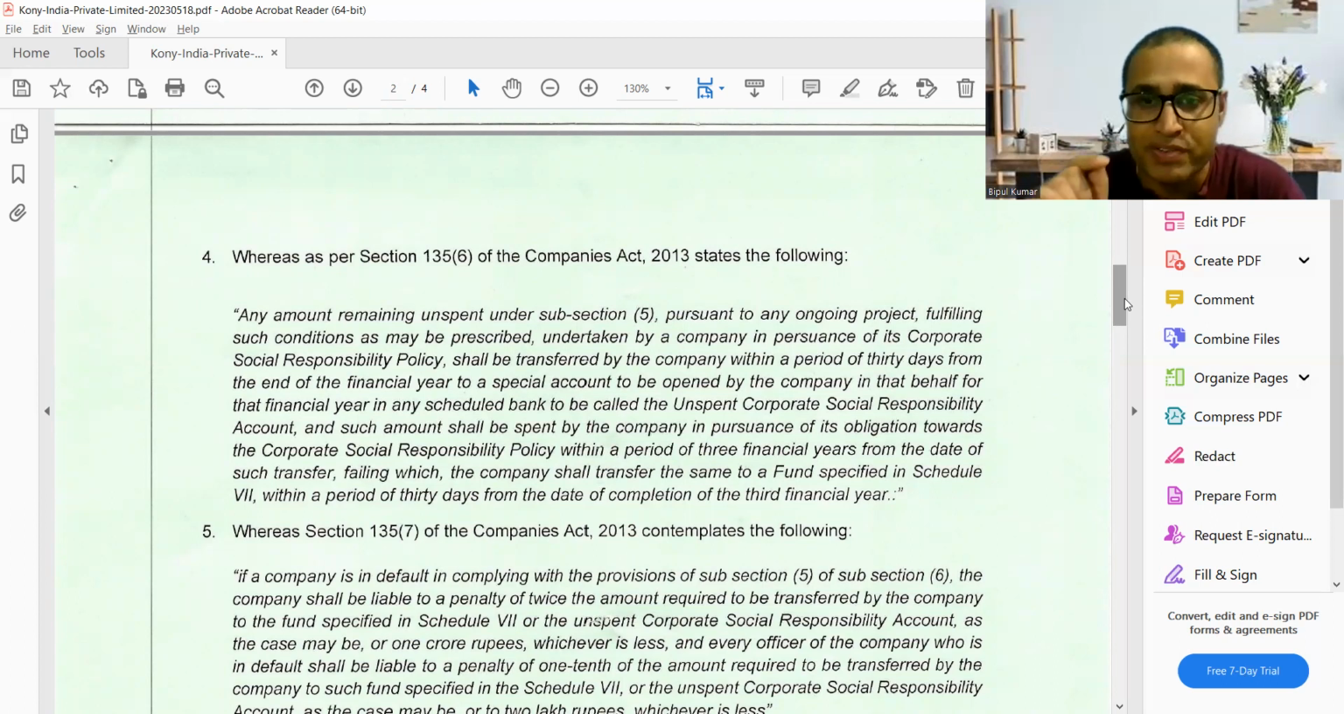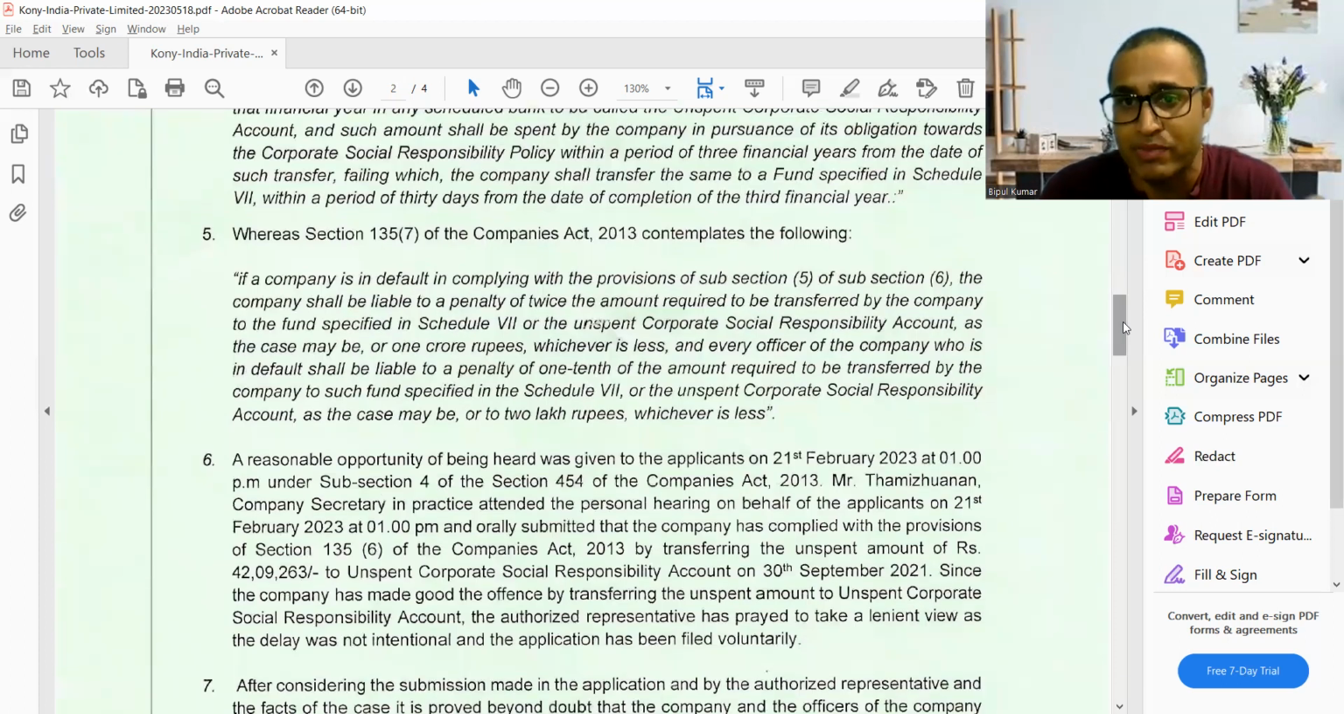And subsection 7 of section 135 says that if a company is in default in complying with the provisions of subsection 5 or subsection 6, the company shall be liable to a penalty of twice the amount required to be transferred by the company to the fund specified in Schedule 7 or the unspent CSR account, as the case may be, or 1 crore rupees, whichever is less, and every officer of the company who is in default shall be liable to a penalty of one-tenth of the amount required to be transferred by the company to such fund specified under Schedule 7 or the unspent CSR account, as the case may be, or 2 lakh rupees, whichever is less. This is the penalty given in section 135 subsection 7 of the Act.